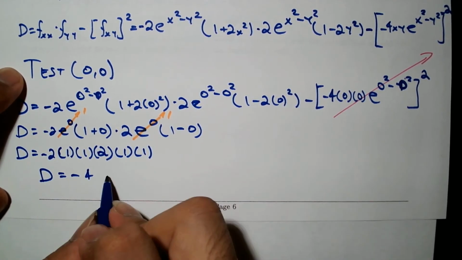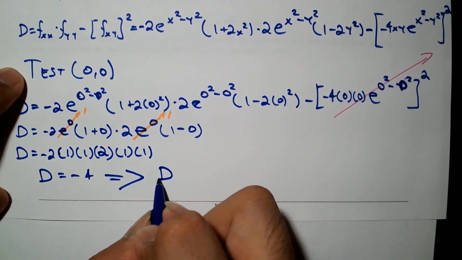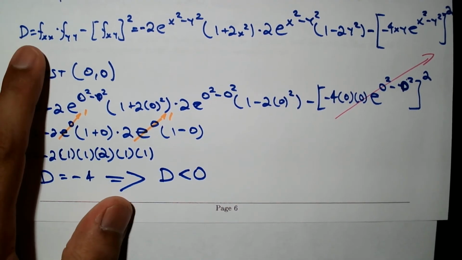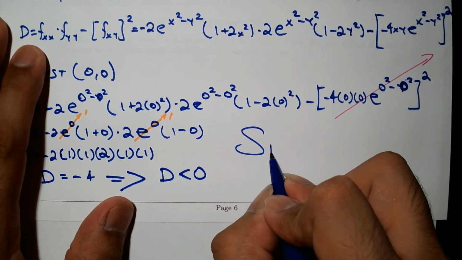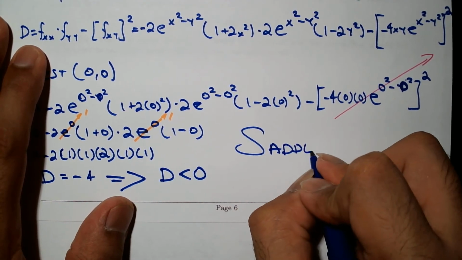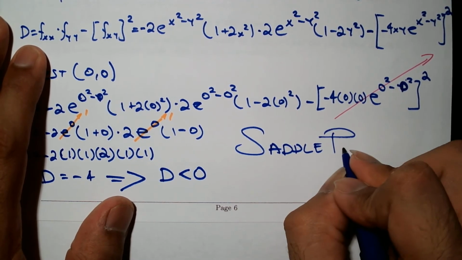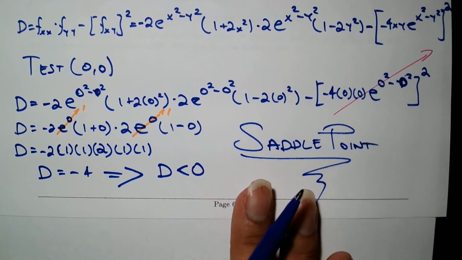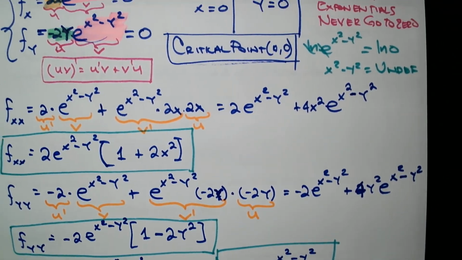So in this case, D is a negative number. We don't need to look at the second partial derivative with respect to x, because when we have this situation, what do we have? Another Pringles chip. Saddle point. Saddle point for this one.